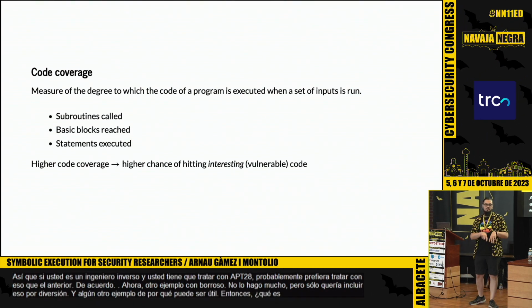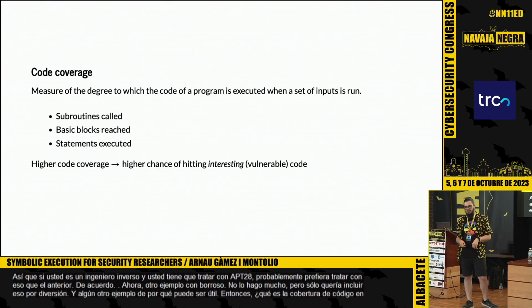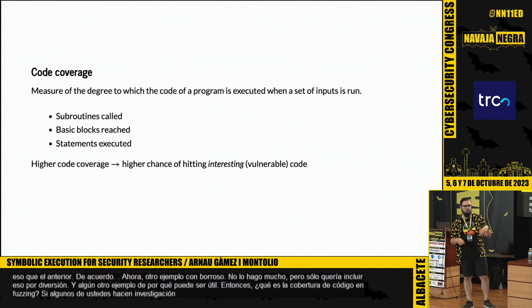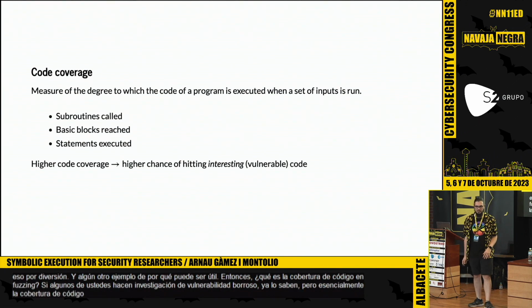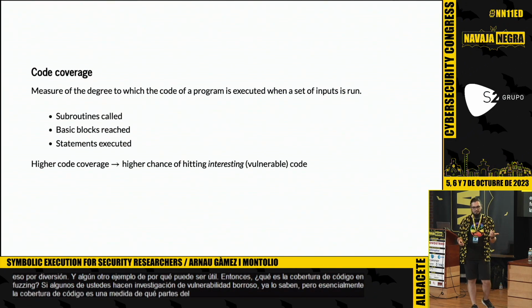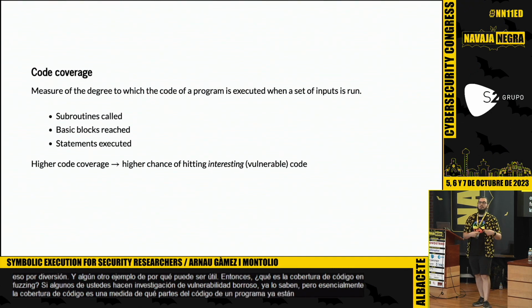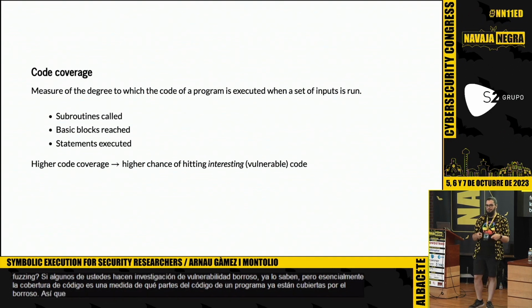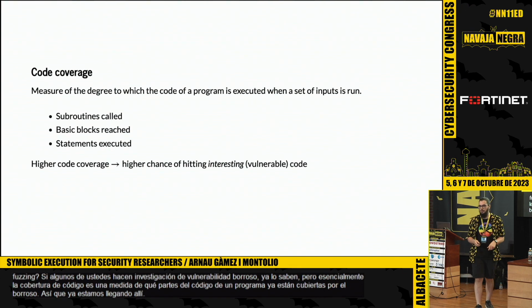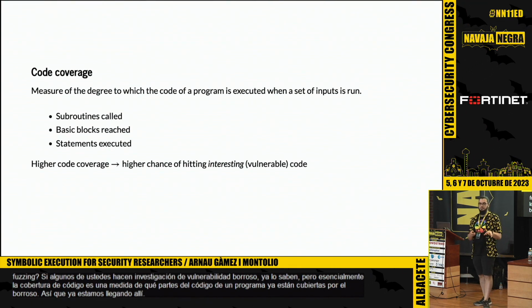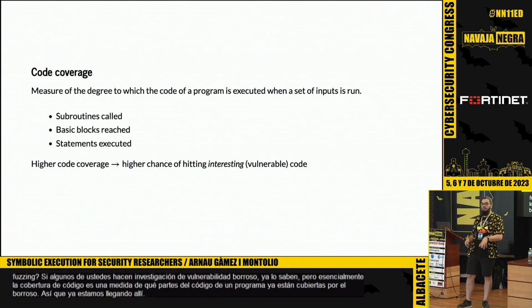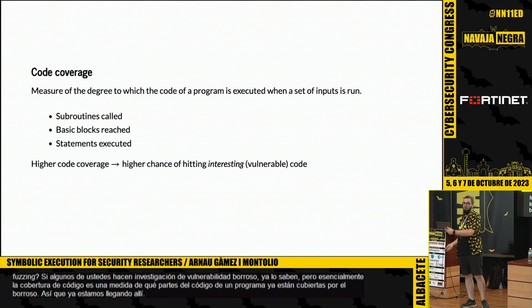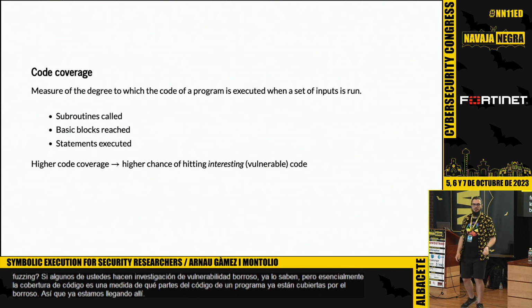And this can go into different levels. We can track subroutines called, what basic blocks have I reached, what statements have been executed. But it's just a way of saying, hey, I'm running a fuzzer, so I'm throwing random inputs, mutating them to, well, try to find bugs, hopefully on some program, on some code. And I want to know which regions of the program my inputs are reaching, because I may have some regions of the program that are completely unexplored because my inputs are not reaching that part, okay?